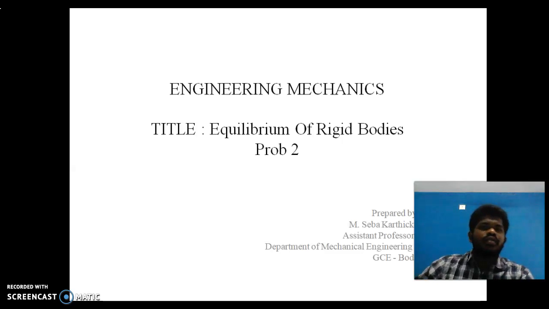I welcome you all. Today we are going to see problems in the topic of equilibrium of rigid body. In the last class, we saw the solving procedure to solve the equilibrium of rigid bodies and find out the reaction forces at the point of contact. Here we are going to see another example.